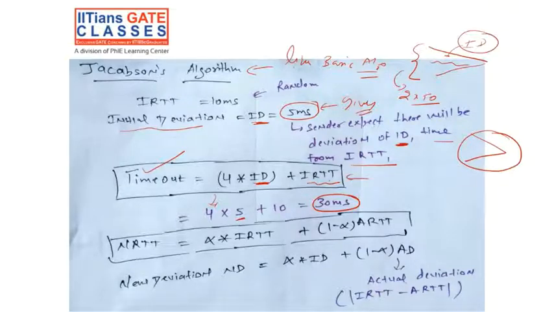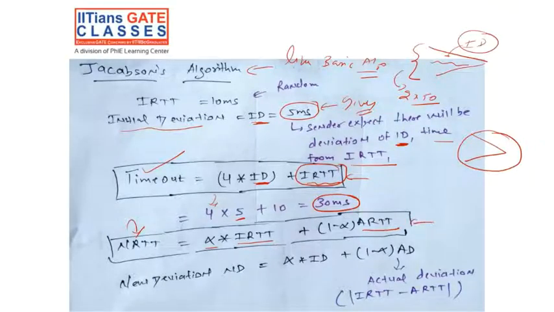For every segment we have to calculate timeout, right? So this value is always the previous segment's round trip time. This IRTT is always the value of the previous round trip time. So you need to calculate the new round trip time. How? With the same formula, alpha into IRTT plus 1 minus alpha into actual round trip time. This is done, right?